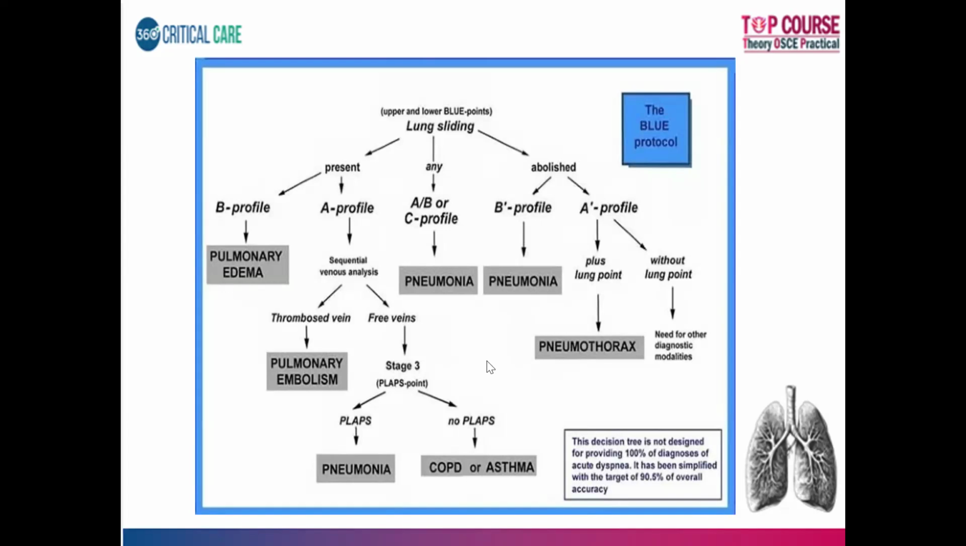Okay, so if you have a DVT scan which is positive, probably that can be an indication of pulmonary embolism. So lung sliding present, A profile. Okay, whereas you can think of a pulmonary oligemia, compression ultrasound showing DVT, that is pulmonary embolism. But if you feel that the veins are free, then you look at the PLAPS point.